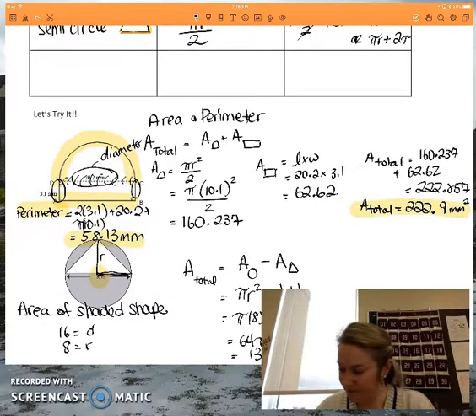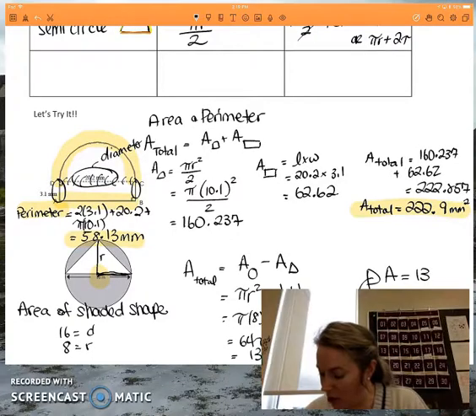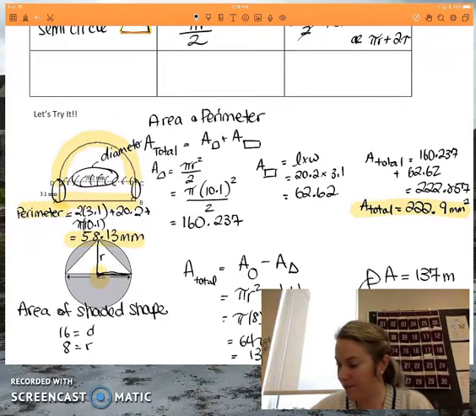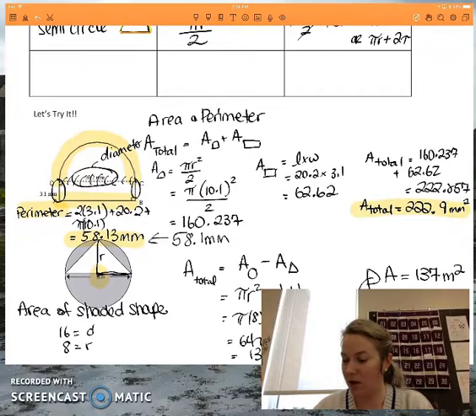137.061. Sorry, 062. And I'm going to round that. I've got no decimal points in here, so 137 meters squared. Okay. It looks like I forgot to round this one here to the 1 decimal place we decided on. So what would that one be? That would be 58.1 millimeters once we round it.